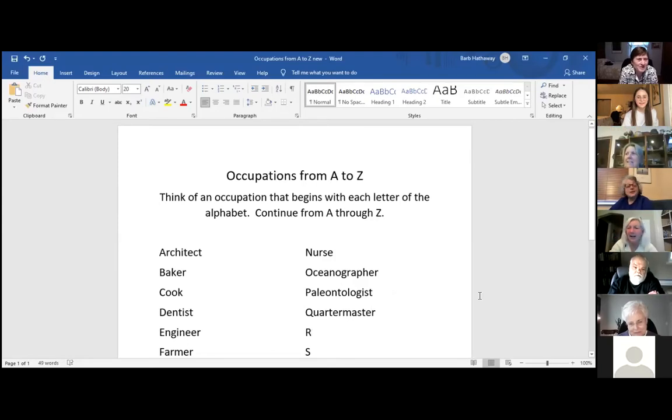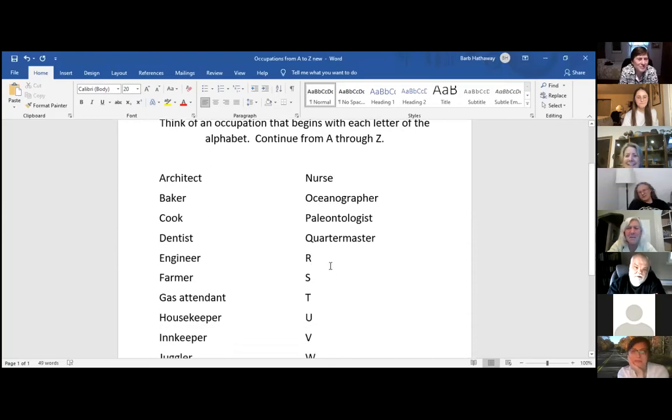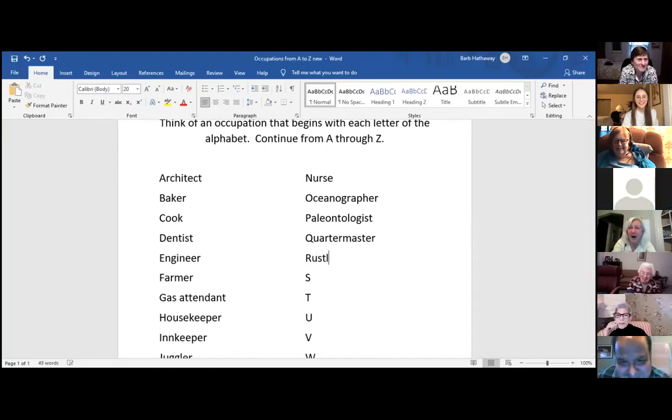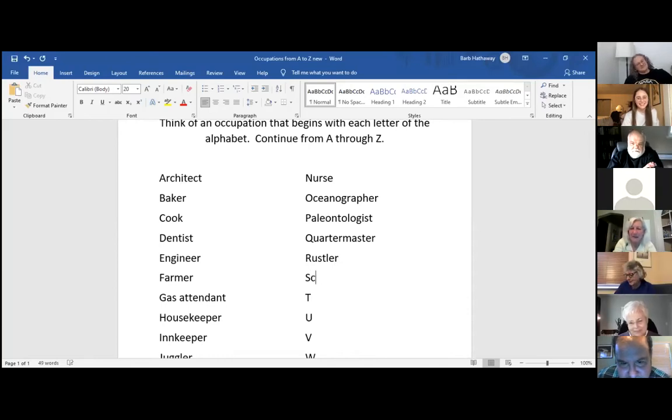Okay, what is that? I don't know. They keep track of equipment. R. Rustler. Right, exactly. Race car driver. Okay, Rustler. Rustler like this? Yes, that's it. Okay, all right. See, if this was your class, we might have to look some of these things up. Okay. S. Scientist. Surgeon. Scientist.